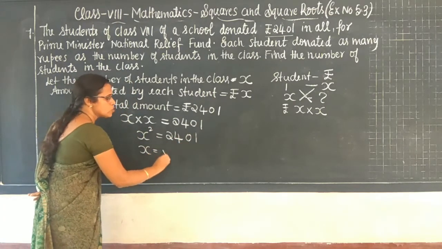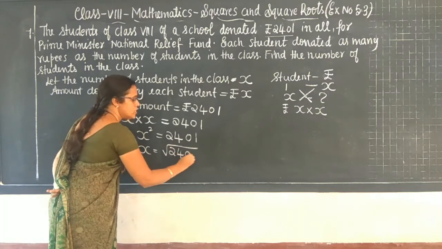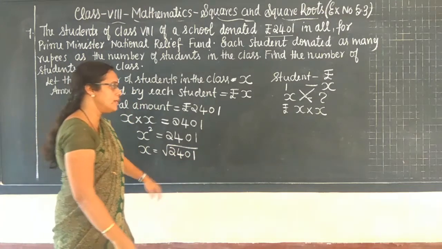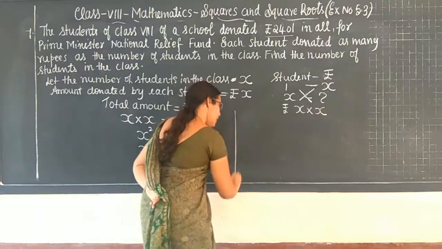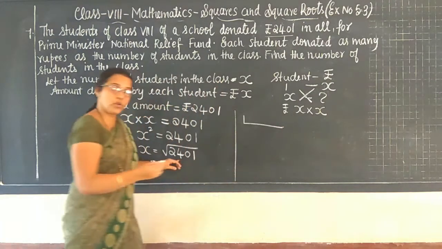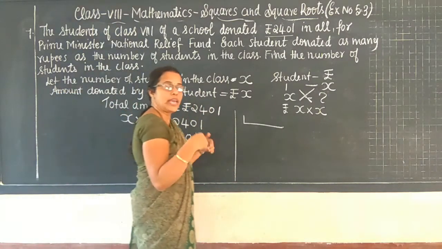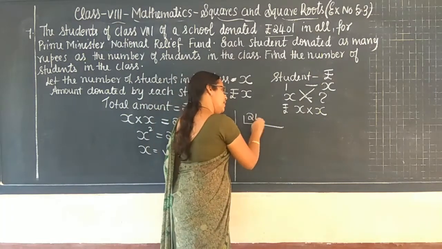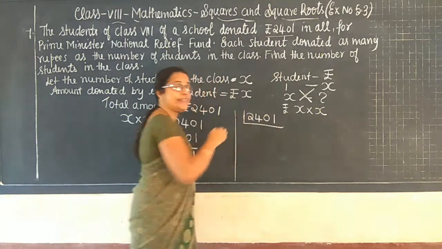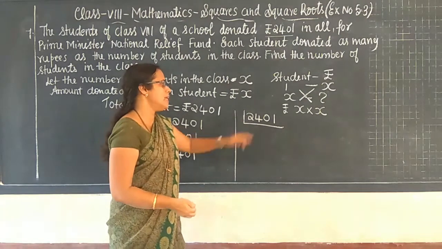Square goes, square root comes. What is the square root of 2,401? You have to take the LCM. Okay, let us take the LCM of this. A big number cannot be remembered by heart properly, so you can write like this. You can take the LCM. So which table is there?